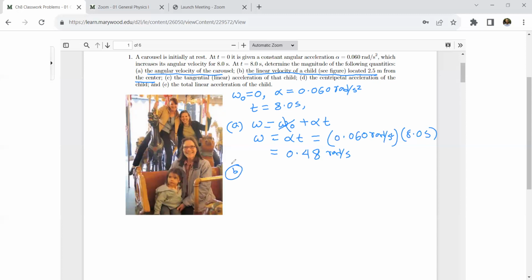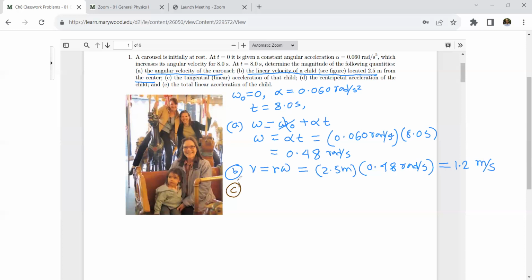Now this can be determined by using this equation. R is 2.5 meters and omega is 0.48 rad per second. So this gives us 1.2, and because this is linear velocity, it should be meter per second.